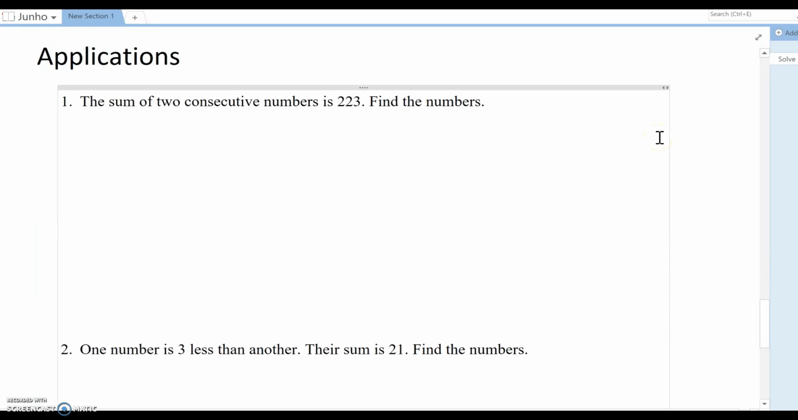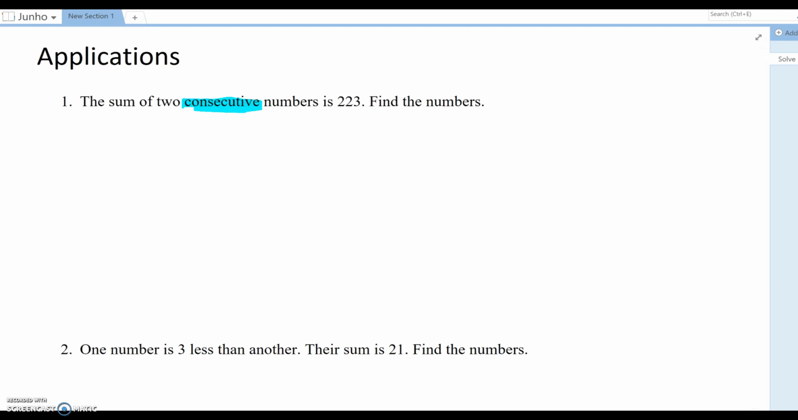Applications. So this time we will discuss several application problems. Number one: the sum of two consecutive numbers is 223. So now we need to know what consecutive number means.